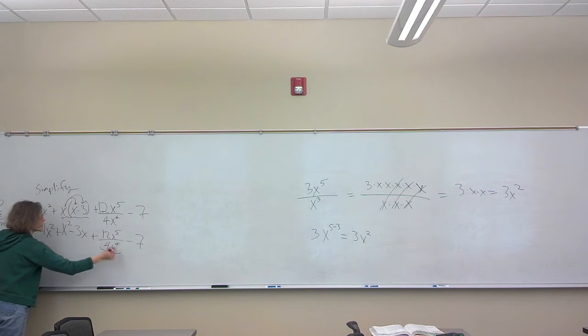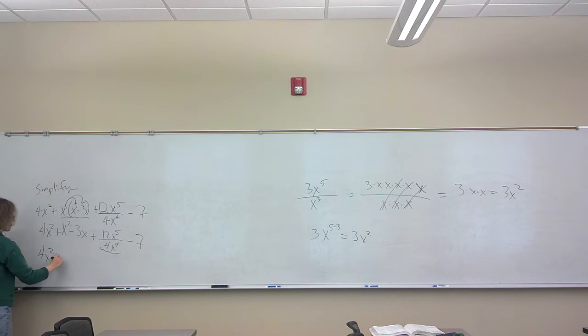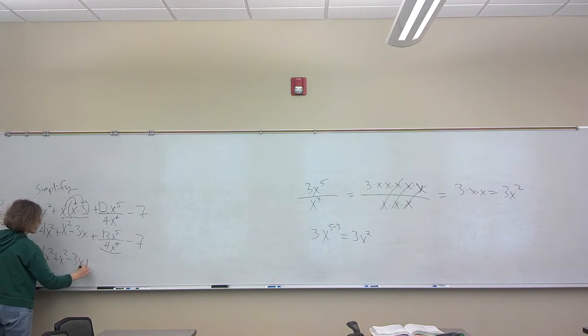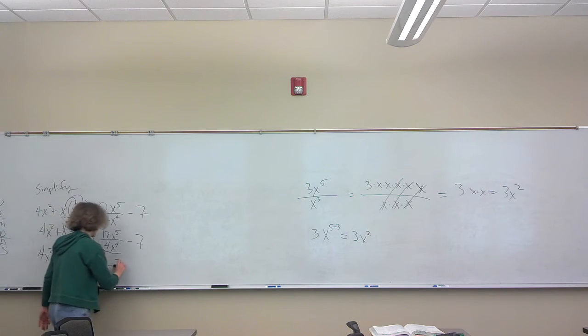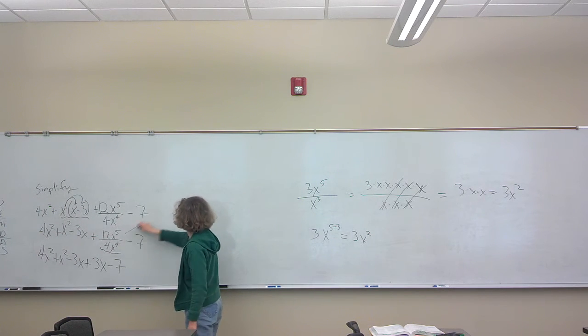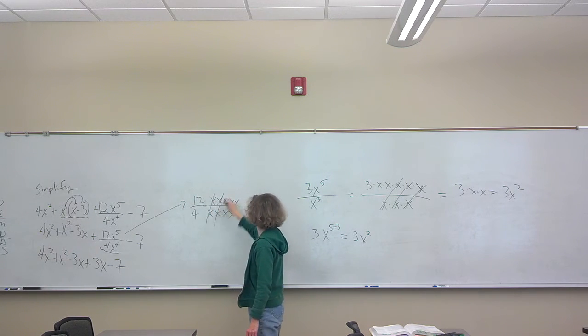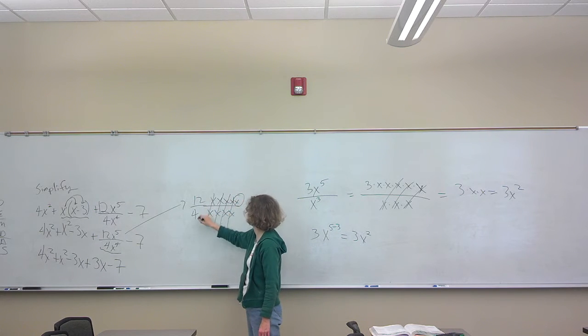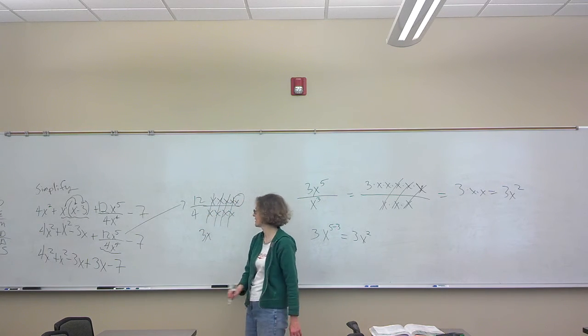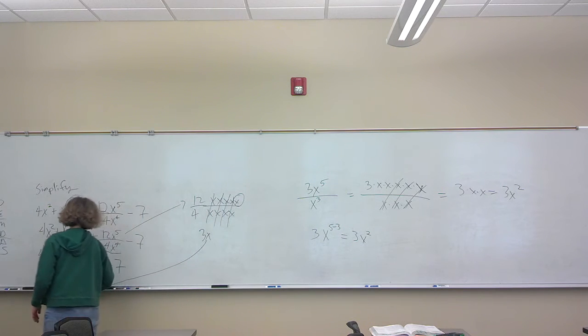So the next thing we can do is this division. 12 divided by 4 is 3. X to the 5th divided by x to the 4th gives us just the x. I'll draw that out here. Cancel out everything that's the same. You're left with the 1x, and then 12 divided by 4 is the 3x. So that's where I got this one.